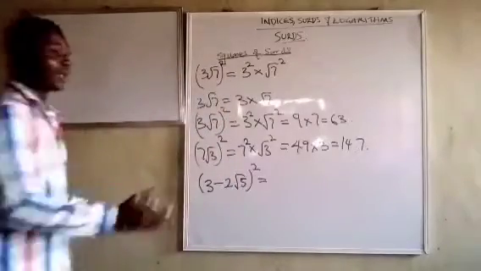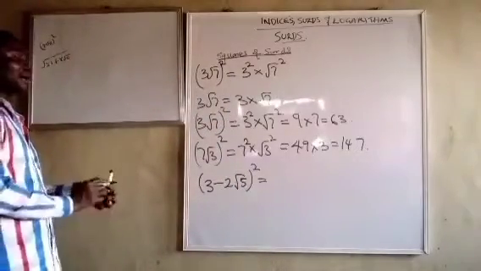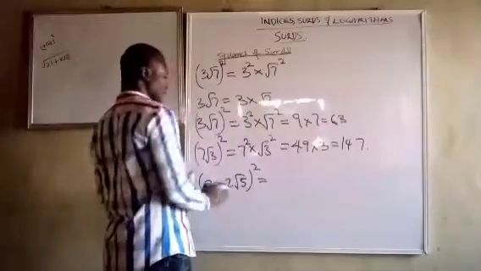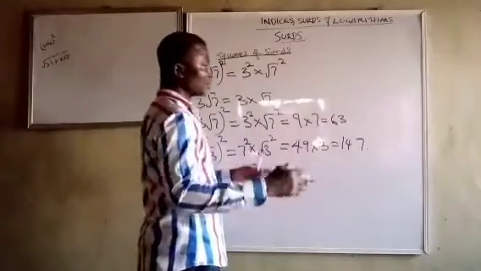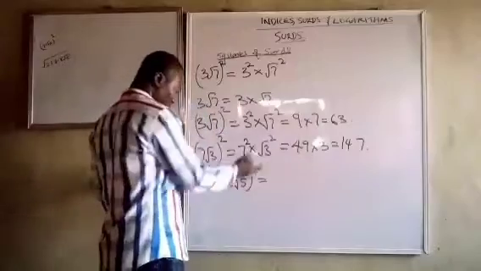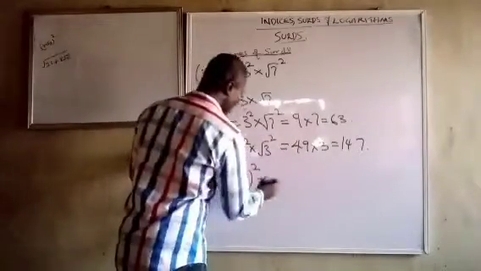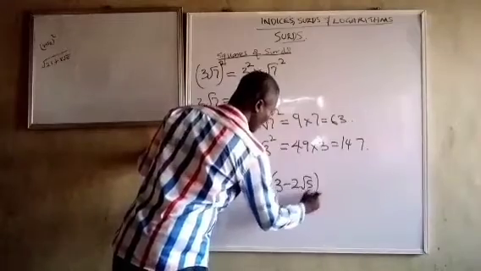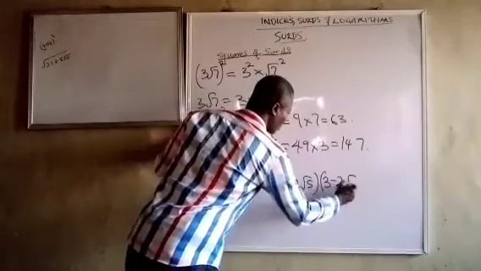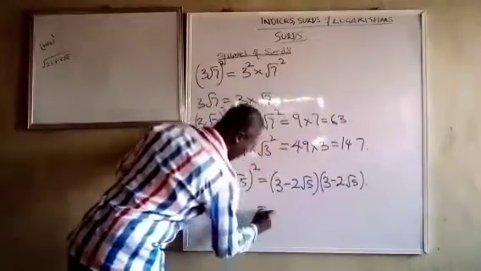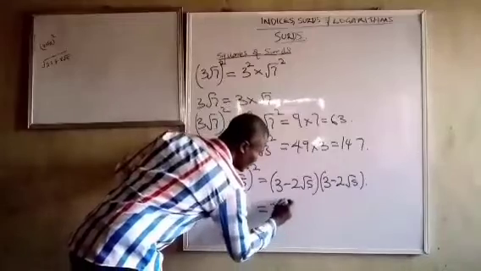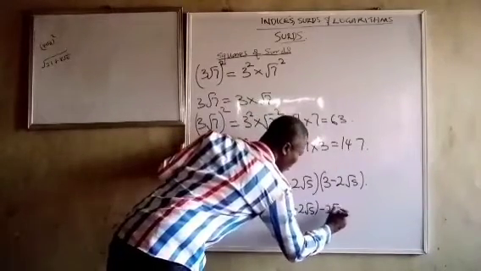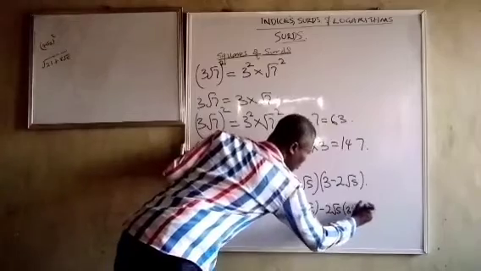The same way you multiply out in normal algebra, you can do it straight here. Either by saying 3 minus 2 root 5 bracket into 3 minus 2 root 5. You can do it as many times as the power you are asked to do it. So we can say 3 minus 2 root 5 into 3 minus 2 root 5. And that will give us 3 into 3 minus 2 root 5 minus 2 root 5 into 3 minus 2 root 5.